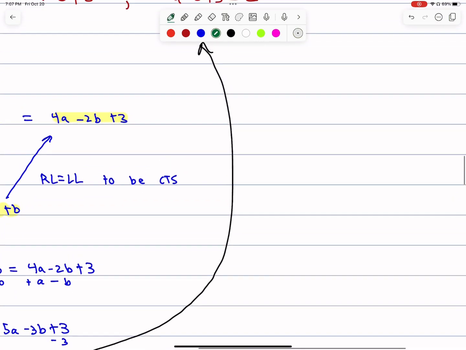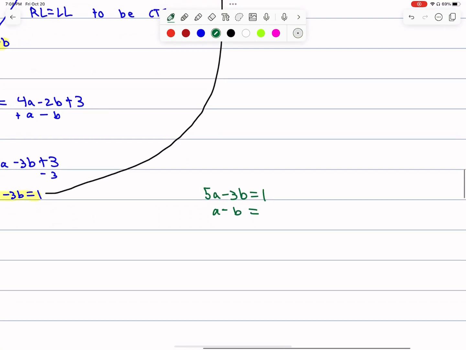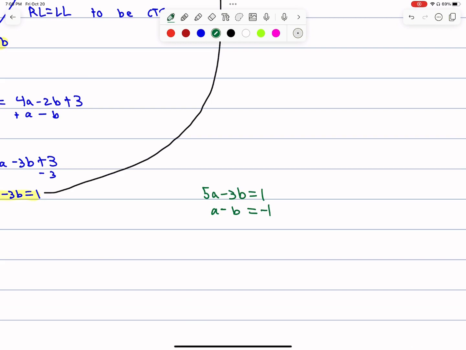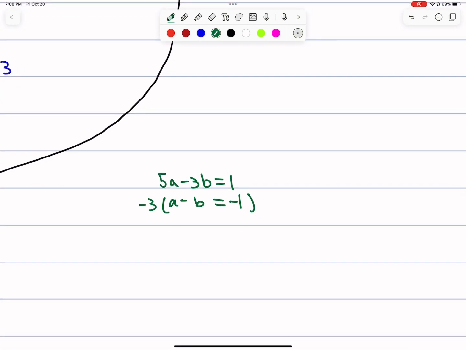So we can set up a system of equations. So 5a minus 3b equals 1. And then below it, a minus b equals -1. You can cancel out whatever variable you want first. It doesn't matter. But here I'm going to cancel out the b first, and we do that by multiplying the whole equation on the bottom by -3. We rewrite the top equation, 5a minus 3b equals 1. And when you multiply the entire bottom equation by -3, you get -3a plus 3b equals 3.